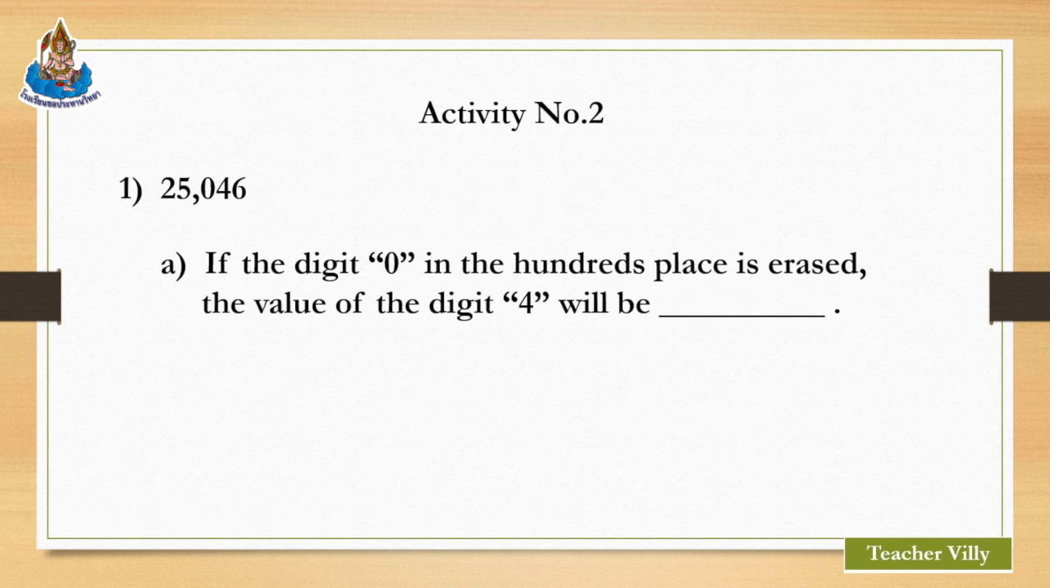If the digit 0 in the tens place is erased, the value of the digit 4 will be. So what will be the value of the digit 4 if we erase the digit 0? I'll give you 30 seconds. Timer starts now.